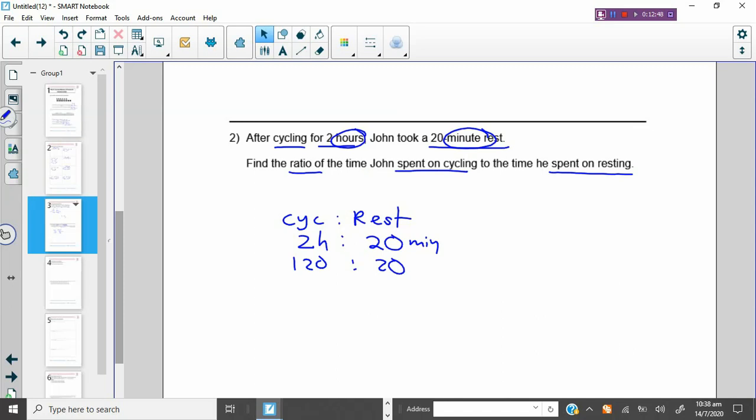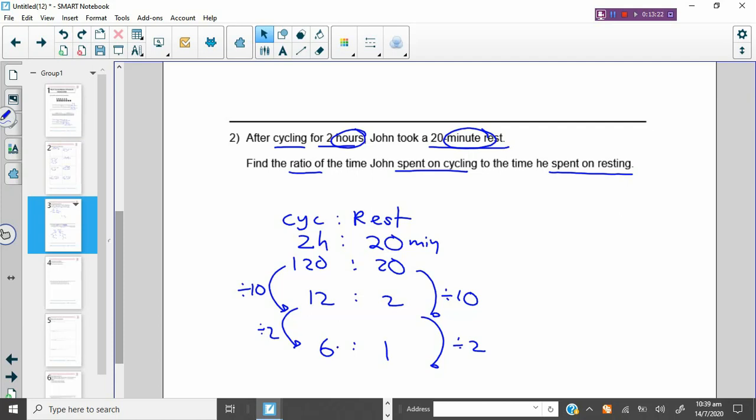So when you simplify the ratio, what happens? You divide by 10, and here you also divide by 10. So you will get 12 is to 2. And then you continue to simplify, divide by 2. So what is simplest form? Simplest form means you reduce the ratio until you cannot reduce anymore. For example, you will now get 6 is to 1. Can you reduce anymore? You can't already. So that is the simplest form. Alright, so does that mean that he took 6 minutes to cycle and 1 minute to rest?